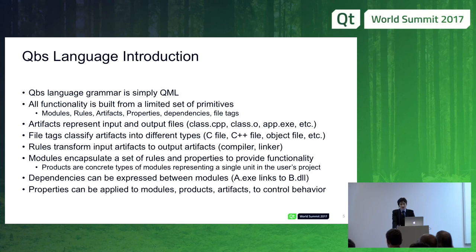Unlike qmake, although I believe there's some hacks you can use to a certain extent, it doesn't work very well. In cubes, this is a first-class feature which doesn't require any special hacks or workarounds. And an example of how this is useful is a linker rule which produces both an executable and a debug information file, like a PDB file on Windows or a debug symbol file on macOS.